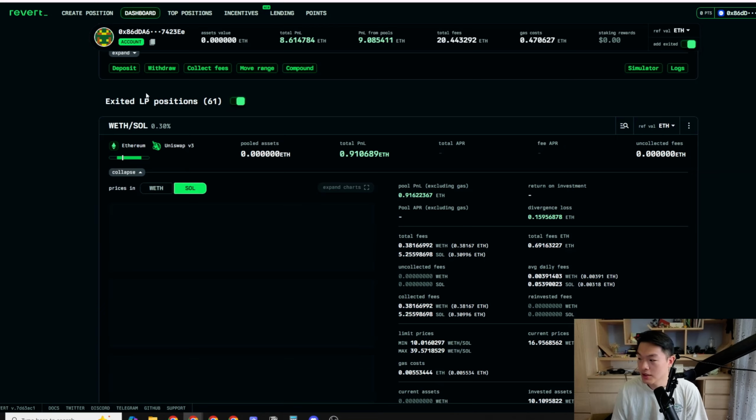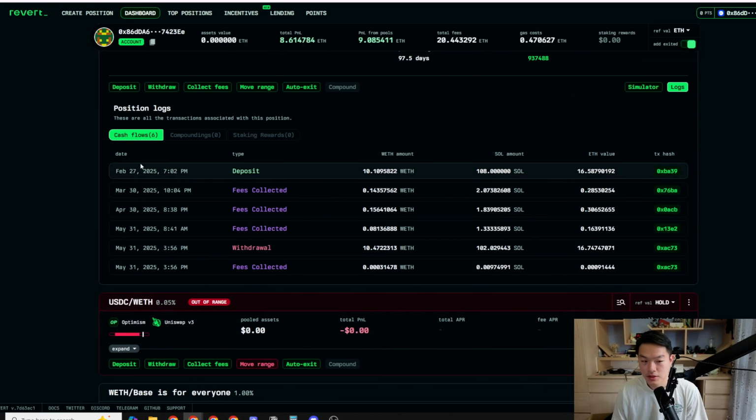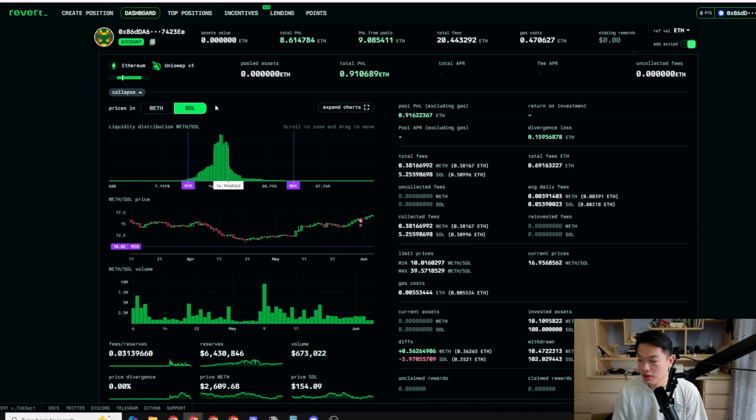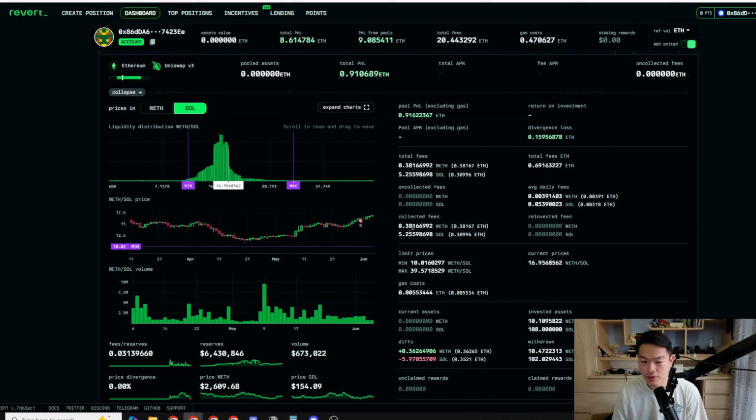If you look at this ETH and Sol position that I just closed out, I deposited February 27th, and then I finally closed the position at the end of May. So I was yield farming this pair for roughly 3 months, and my total profit is roughly 0.91 Ethereum. During this whole time, I earned roughly 0.38 Ethereum and 5.25 Sol. So how do we actually allocate these fees that we earn for maximum profit?